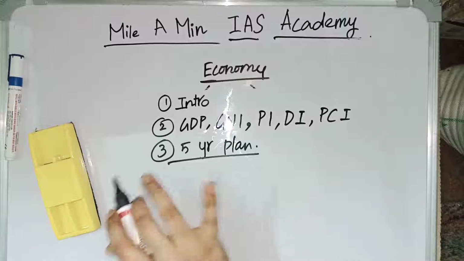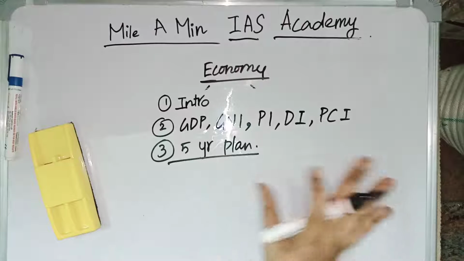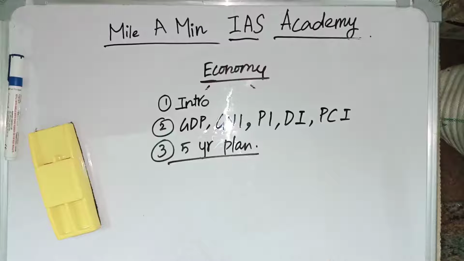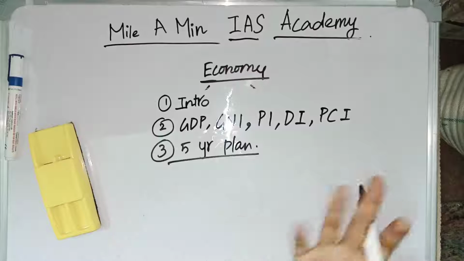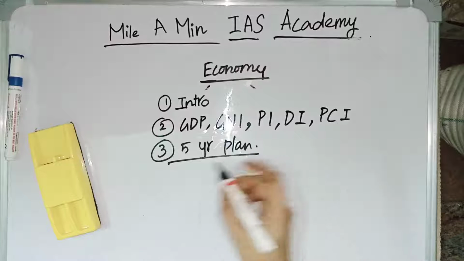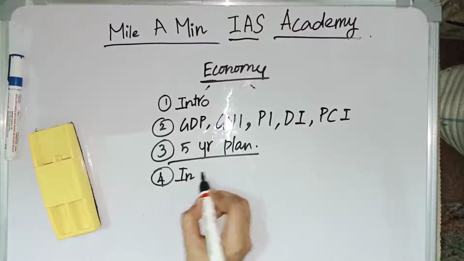We will be talking about all the 5-year plans and their achievements and objectives. There will be certain names, like the Harrod-Domar model and the Rangarajan model, and we will see the other name for each and every 5-year plan. So those things are the third one.